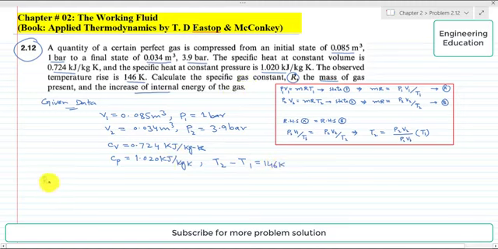We are required to find 3 quantities in this problem. First, specific gas constant, which is R. Second, the mass of the gas present, m. And third, increase of internal energy of the gas, that is U2 minus U1.